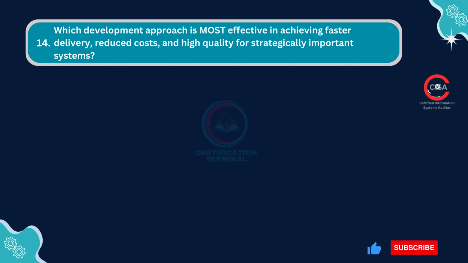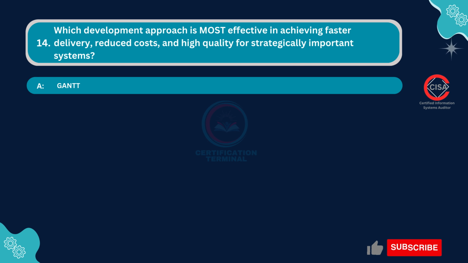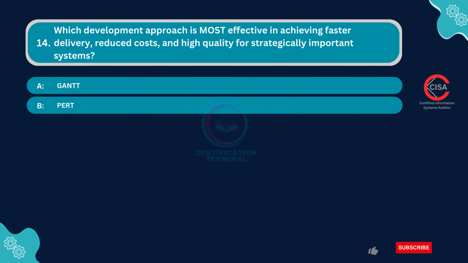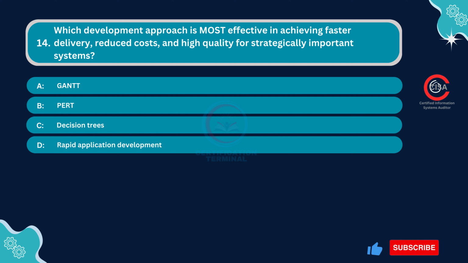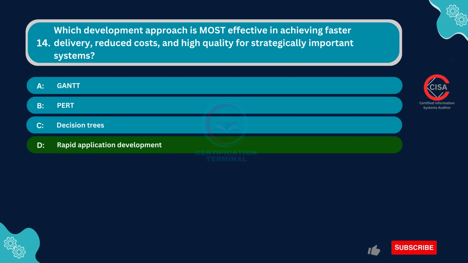Question number 14. Which development approach is most effective in achieving faster delivery, reduced costs, and high quality for strategically important systems? Option A, Gantt. Option B, PERT. Option C, decision trees. Option D, rapid application development. The correct answer is Option D, rapid application development.